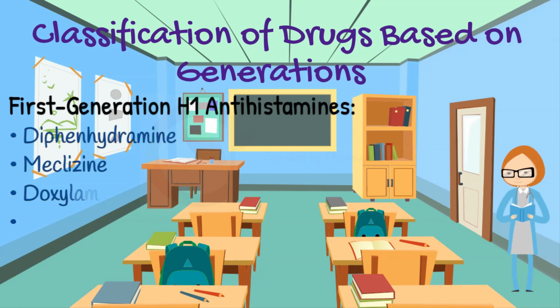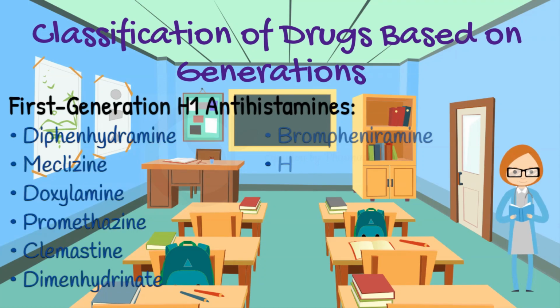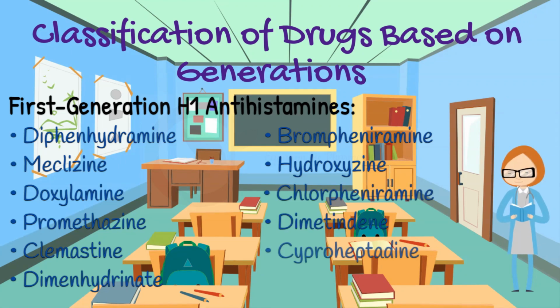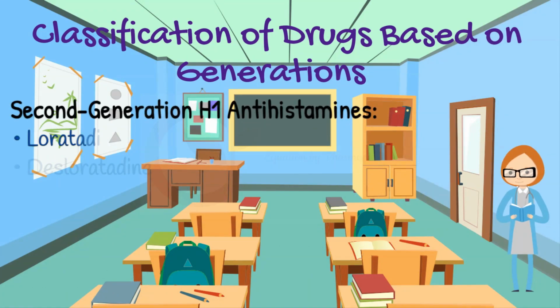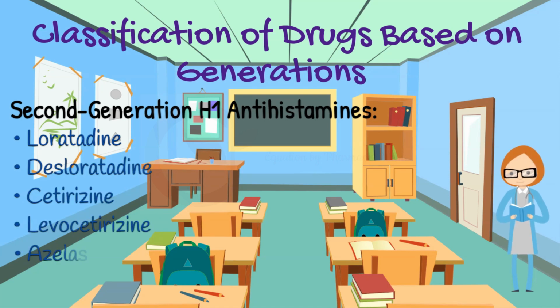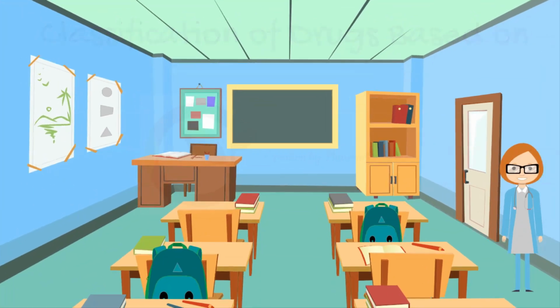First-generation H1 antihistamines include diphenhydramine, meclizine, doxylamine, promethazine, clemastine, dimenhydrinate, brompheniramine, hydroxyzine, chlorpheniramine, dimetindene, and cyproheptadine. Second-generation H1 antihistamines include loratadine, desloratadine, cetirizine, levocetirizine, azelastine, fexofenadine.